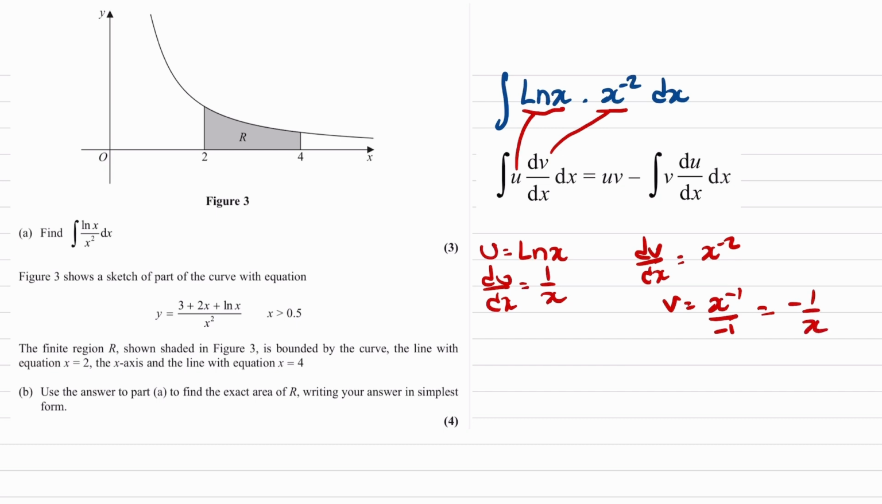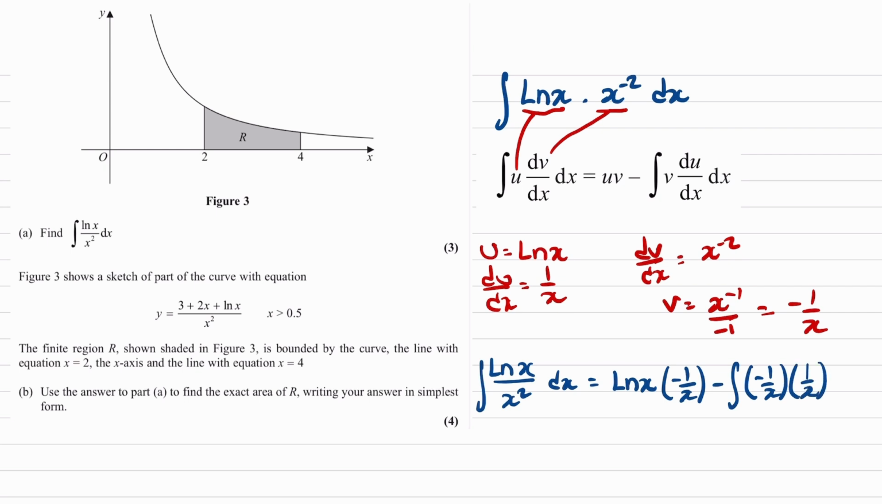And now we can substitute each of these into the right-hand side of the formula. So we'll have the u term multiplied by the v term, minus the integral of the v term times the du by dx term, integrated with respect to x.